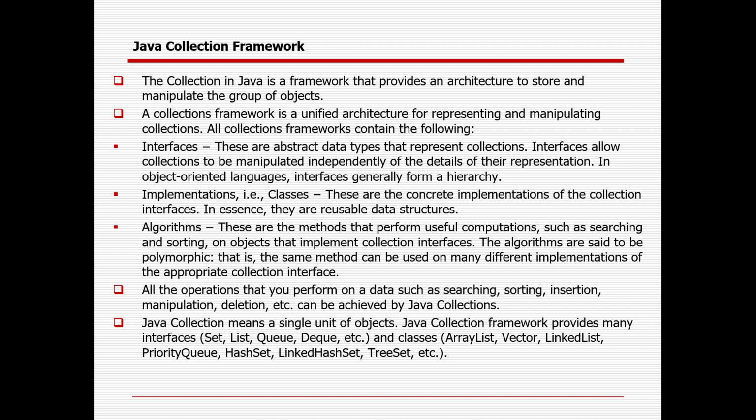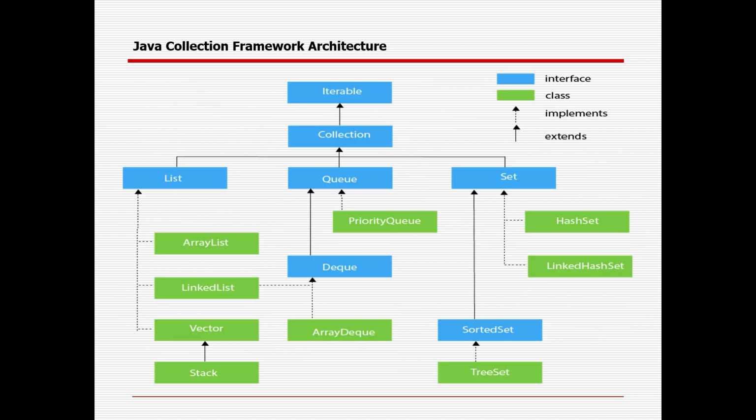The Java collection framework gives you a lot of interfaces like queue, dequeue, list, set, and different classes, because each interface is linked with a lot of classes like ArrayList, LinkedList, queue, HashSet, LinkedHashSet, TreeSet, etc. So this is the diagram, and if you are able to recapture it, that will ease your pain.